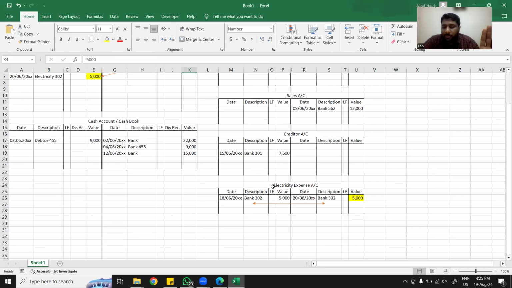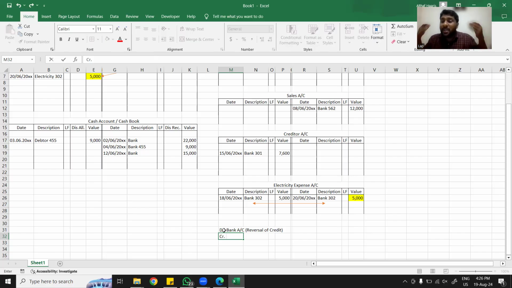Then the correct entry, people, is this: debit the bank account, which is the reversal of credit. We can't credit the electricity expense account like that, because we didn't return the electricity. We have already used it. So we are creating a liability, people.